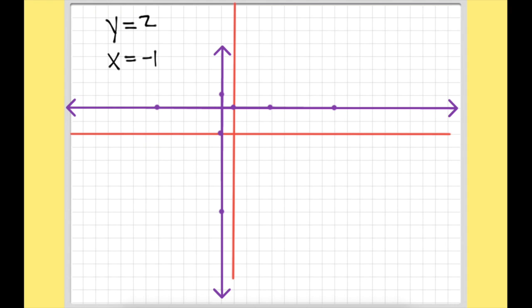So notice this x equals is vertical and y equals is horizontal. And so whenever you have just a y, you're going to have a horizontal line. Whenever you have an x, you're going to have just a vertical line.